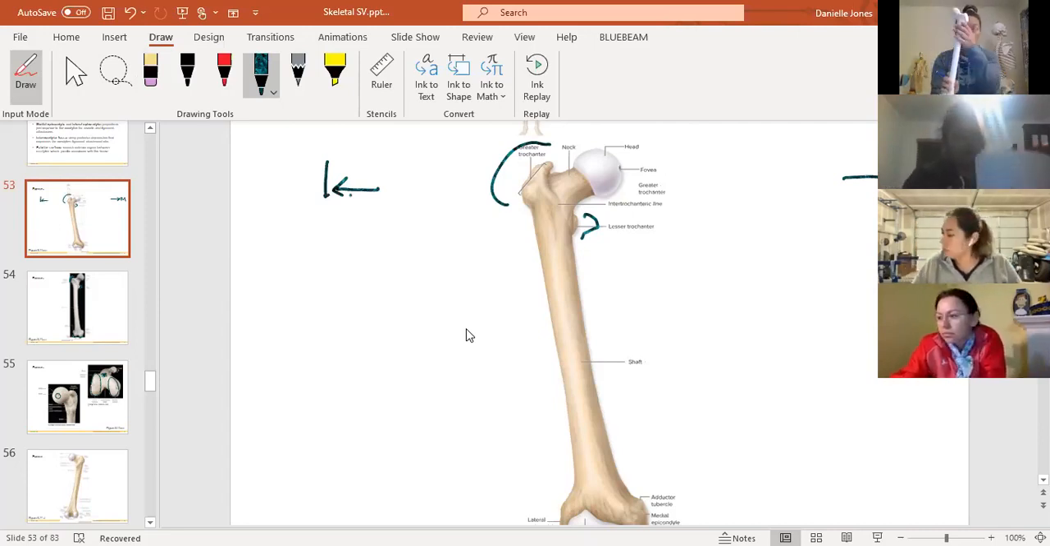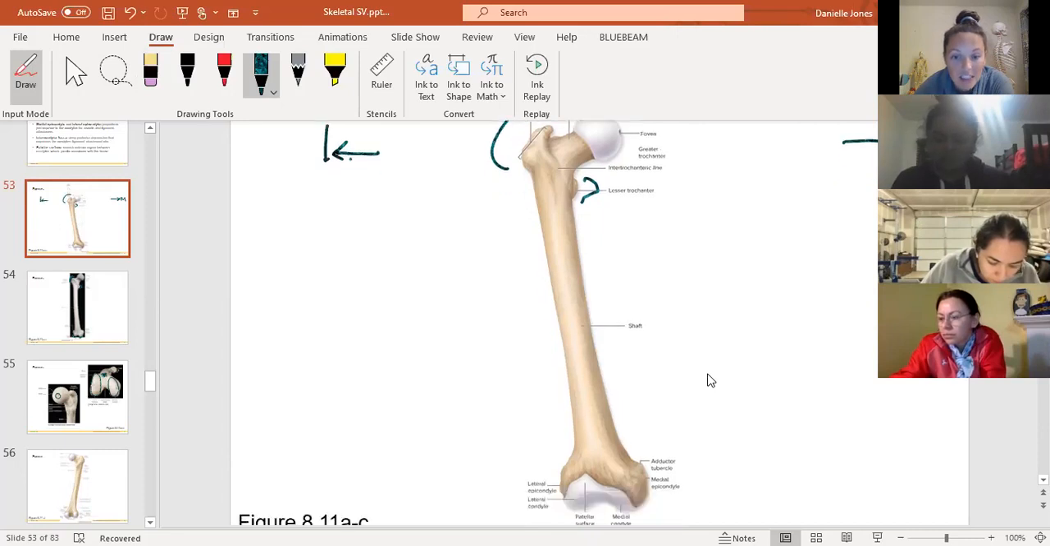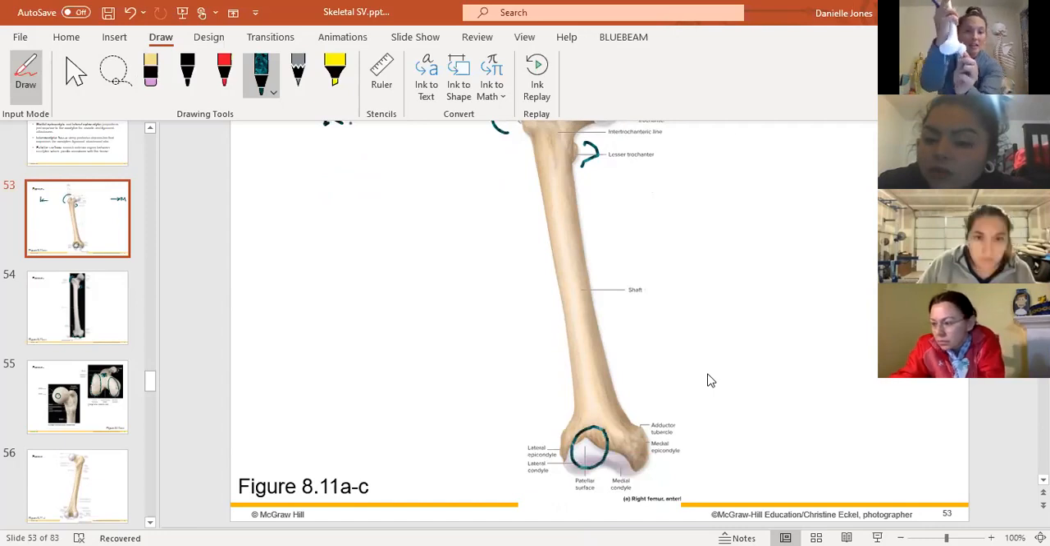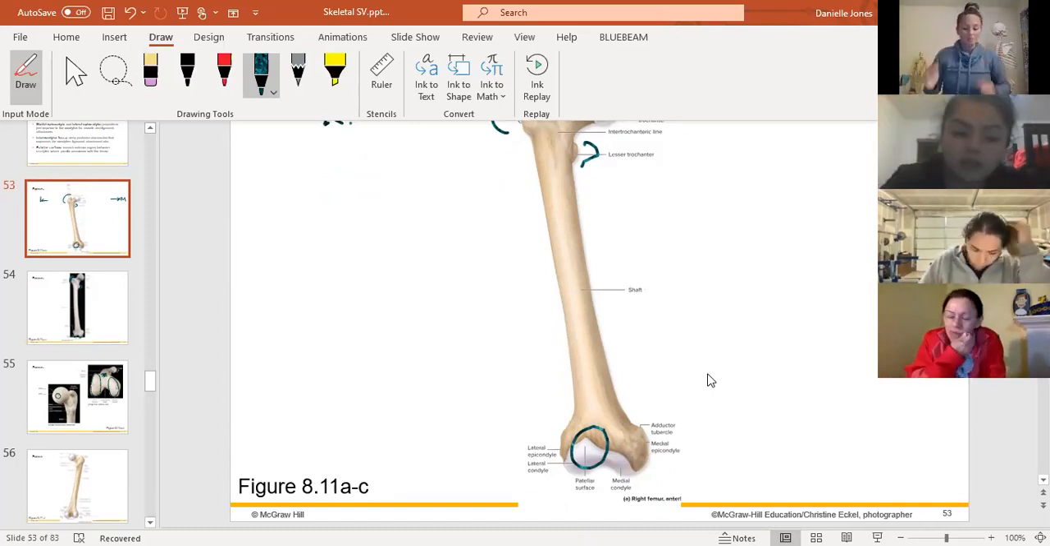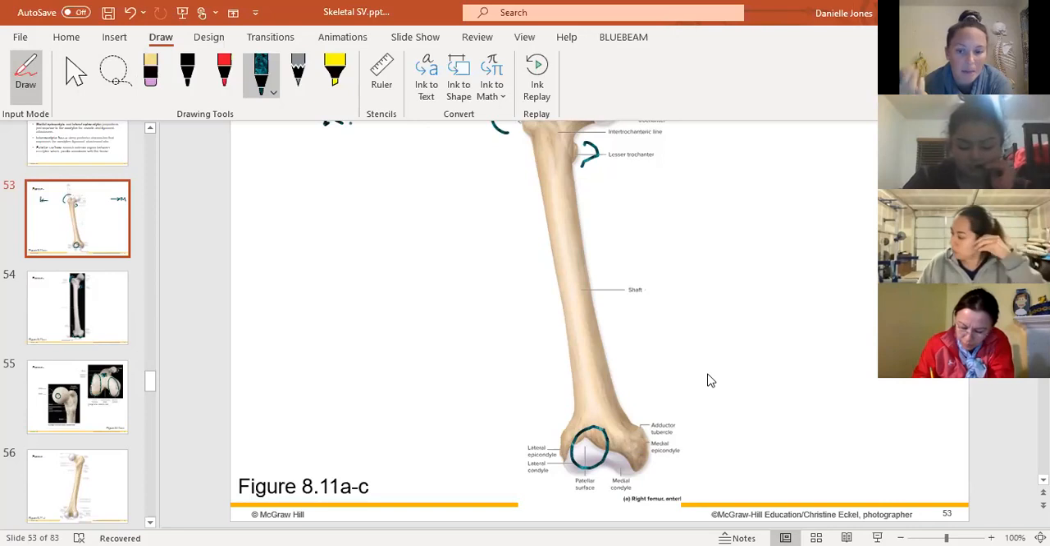The shaft is the main part of it. That's this big old diaphysis part that we talked about today. And then down at the distal end, we have the patellar surface. Remember, we're talking about that articular cartilage today. The patellar surface is right here, because the patella sits right on top of it. So it has to have that articular cartilage in order for the patella to move on that patellar surface. As you'll see in your list, the patella is a sesamoid bone.